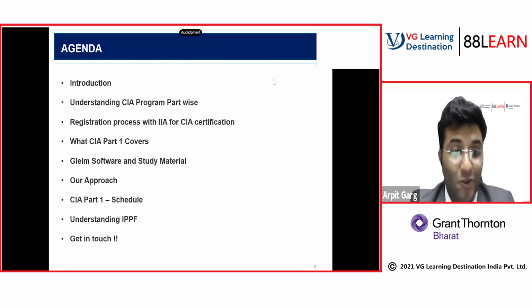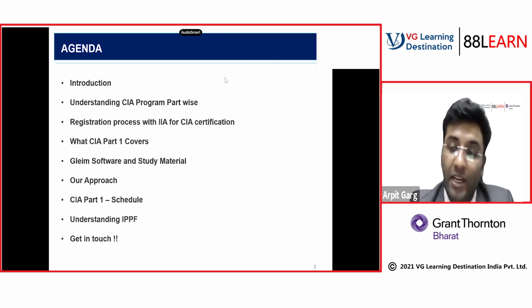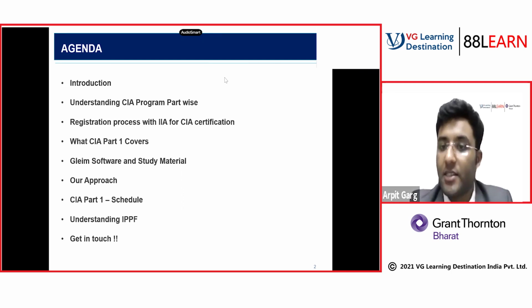So Nirvana is asking what was the question. Sorry, missed it. So I'm saying, Nirvana, can we start the first topic? I hope you're clear with all the agenda points that we were supposed to cover in today's session: the introduction, understanding of the different parts, the registration process, what is covered in Part 1, the software, the study material that you're going to refer, what will be our approach in covering the CIA Part 1 program during the session series, the schedule. And now we are starting one topic for your reference so that you know how we'll go about the entire understanding part. Are we good to go?